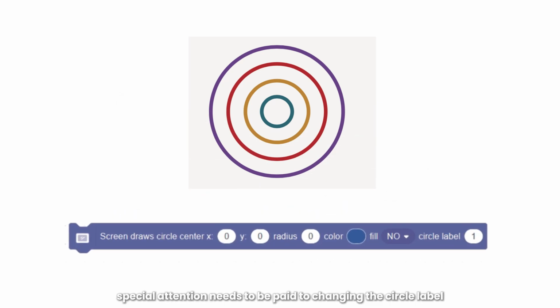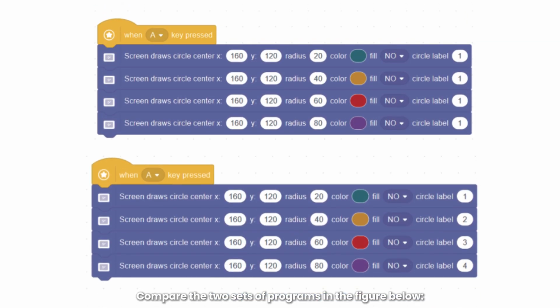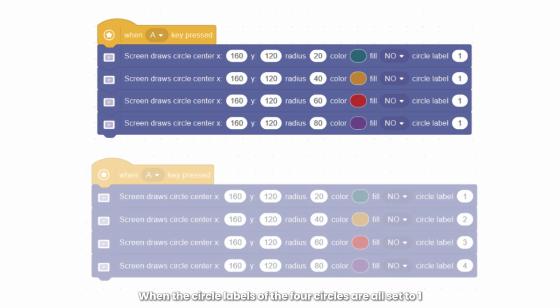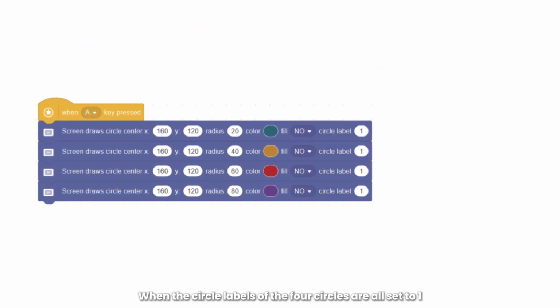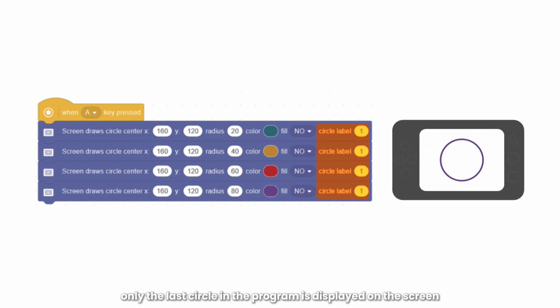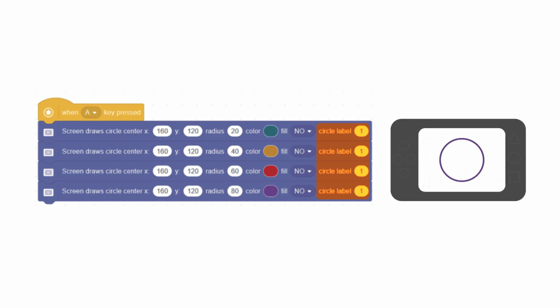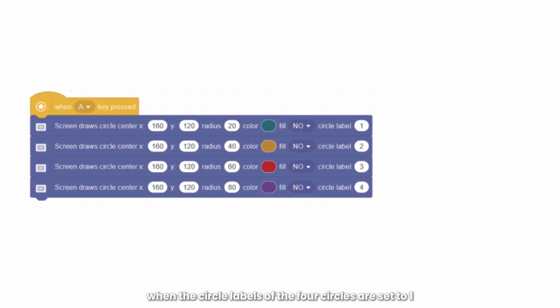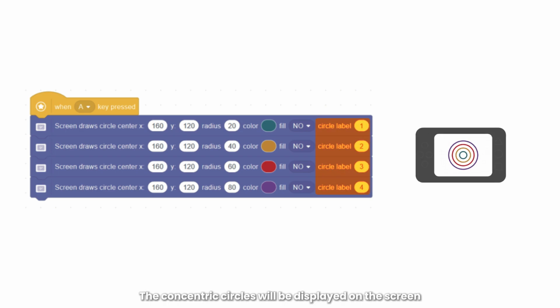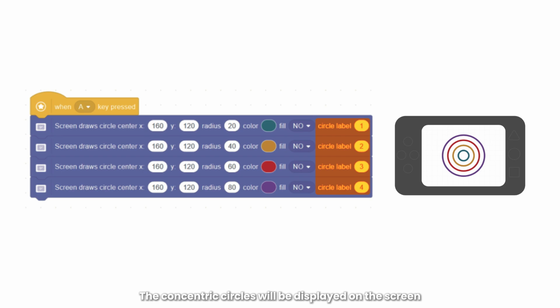Here, special attention needs to be paid to changing the circle label. Compare the two sets of programs in the figure below. When the circle labels of the four circles are all set to 1, only the last circle in the program is displayed on the screen. When the circle labels of the four circles are set to 1, 2, 3, and 4, respectively, the concentric circles will be displayed on the screen.